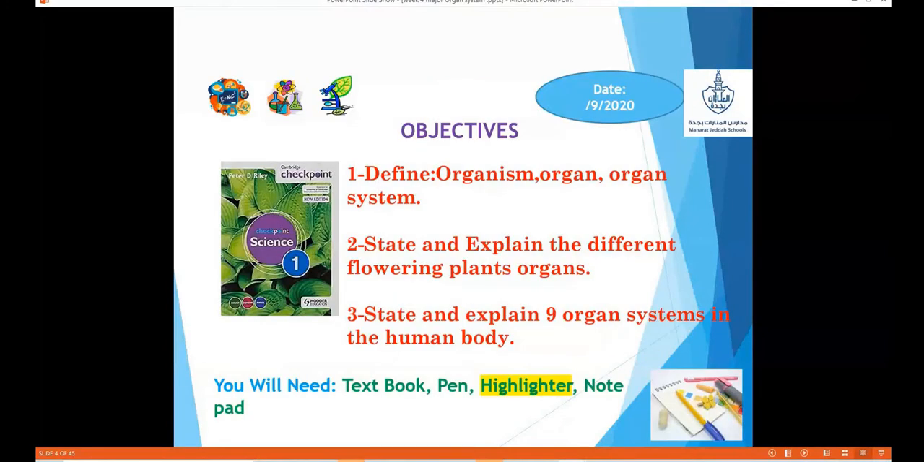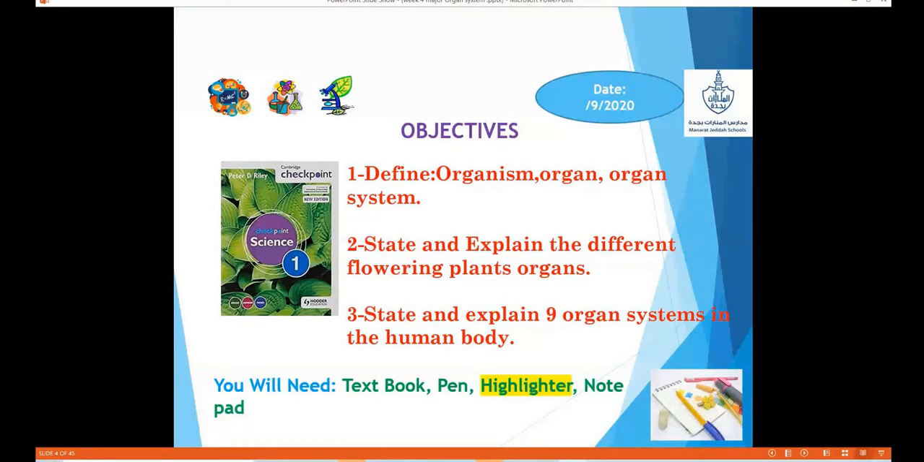Who's going to recap the contents we did in the last lesson, or shall I quickly recap it? Okay, the objectives for this topic are to define organism and organ system, which we did already, and to state and explain the different flowering plant organs. We are doing this. After this, we are going to state and explain 9 organ systems in the human body.